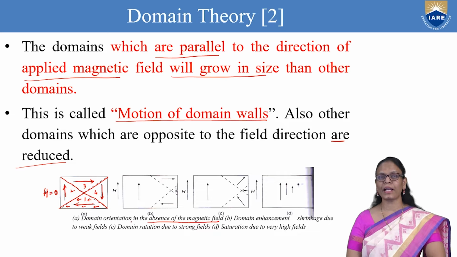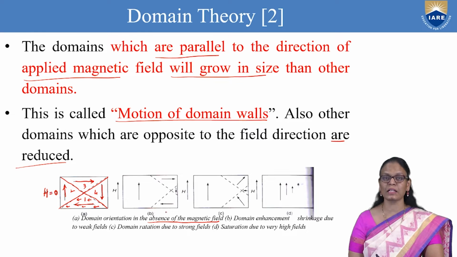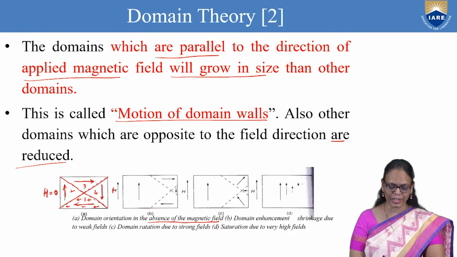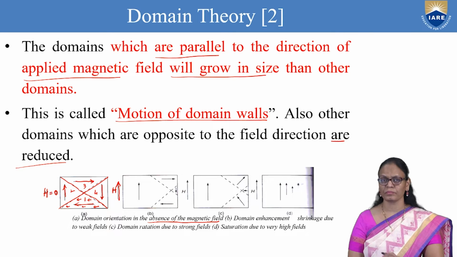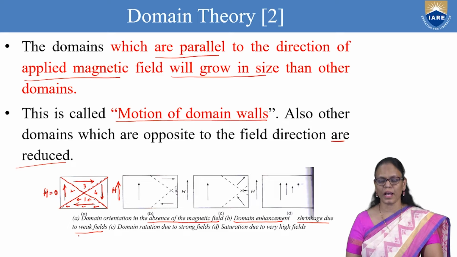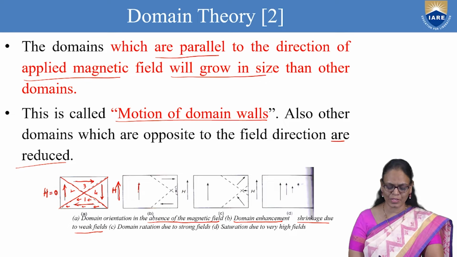Now, we are applying a magnetic field. We are placing this material in a magnetic field like this. The magnetic field is like this. Now, what happens? Domain enhancement and shrinkage due to weak fields. Domain enhancement means those domains which are in the same direction will grow in size. You see here they have grown.